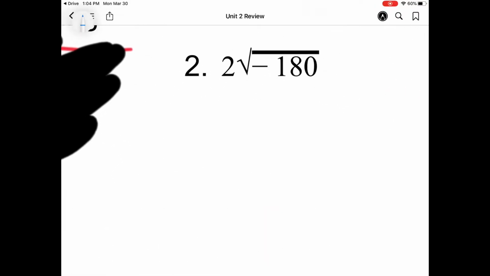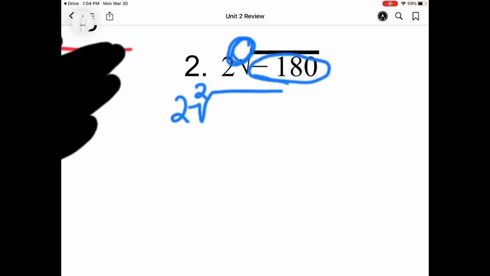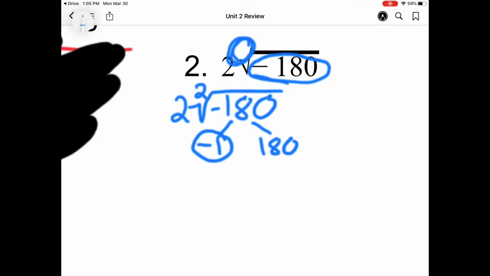So for number 2, we are having it to simplify each little part. So first, I want to have a 2 radical sign. What is the understood number there as the index? A 2. Then we have our negative 180. So I want to separate out this negative 180. So first thing I want to take out is a negative 1. So negative 1 times 180 gives me negative 180. Now our negative 1 is prime, so we circle it.